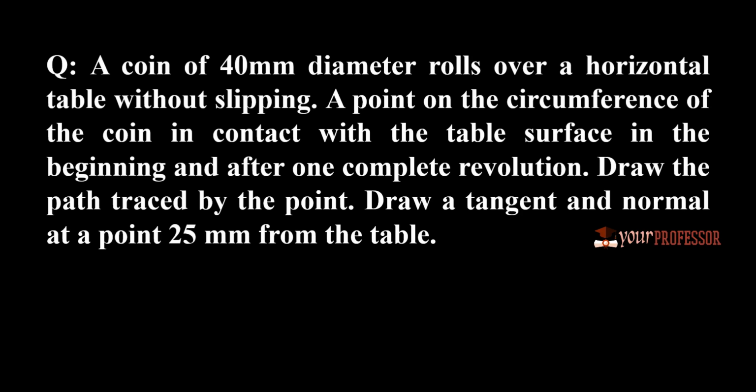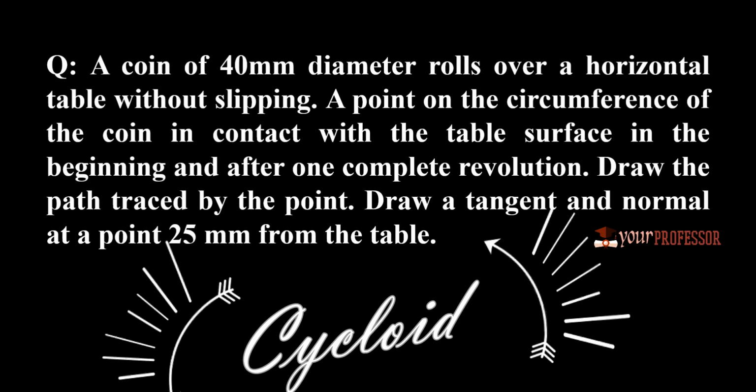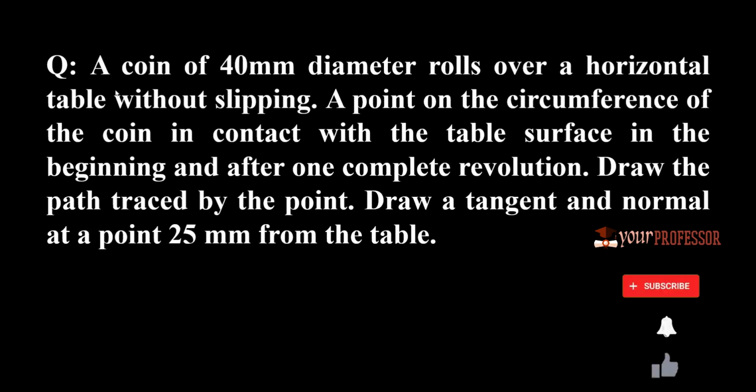Hi, in this session let us solve a problem on cycloid. So here is the question. A coin of 40 diameter rolls over a horizontal table without slipping. So when a coin, which is nothing but circular in profile, rolls over a horizontal table, which is nothing but a straight line, the curve generated is nothing but cycloid when you trace the path of that contact point.